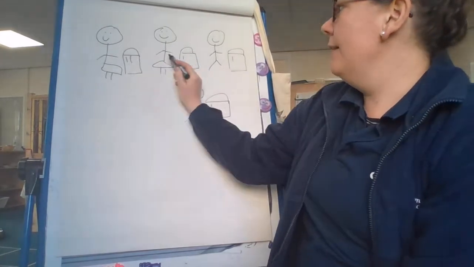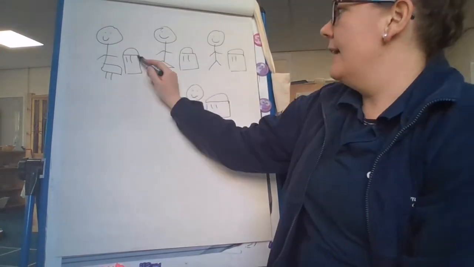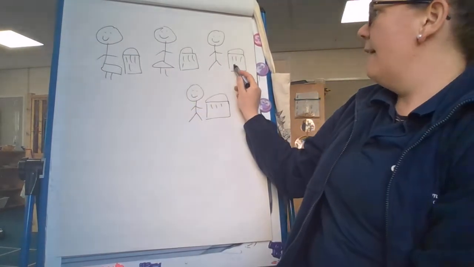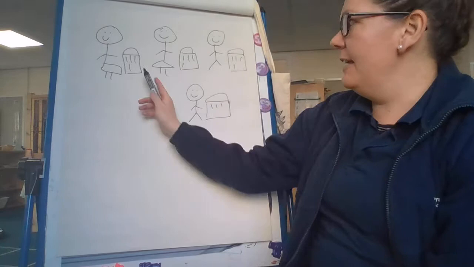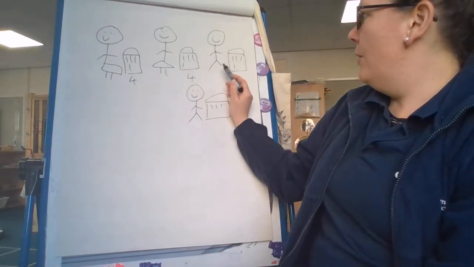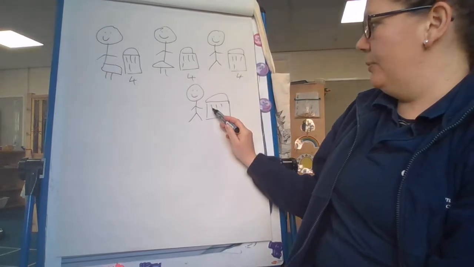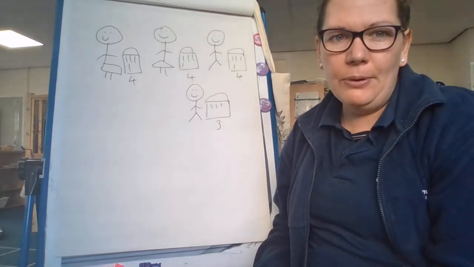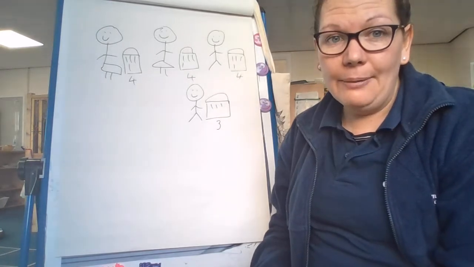1, 2, 3, 4, 5, 6, 7, 8, 9, 10, 11, 12, 13, 14, 15. Now these people have got 1, 2, 3, 4, 1, 2, 3, 4, 1, 2, 3, 4, and this little boy's only got 3. So can we share 15 between 4 people? No, we can't, can we?